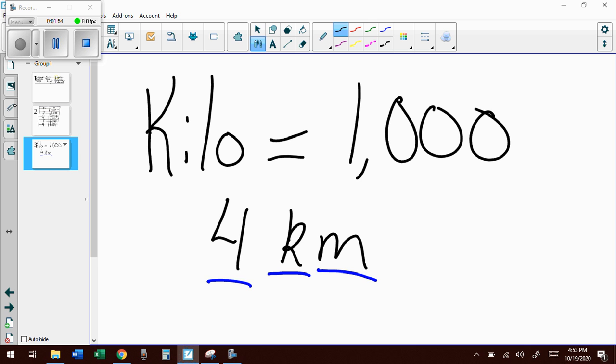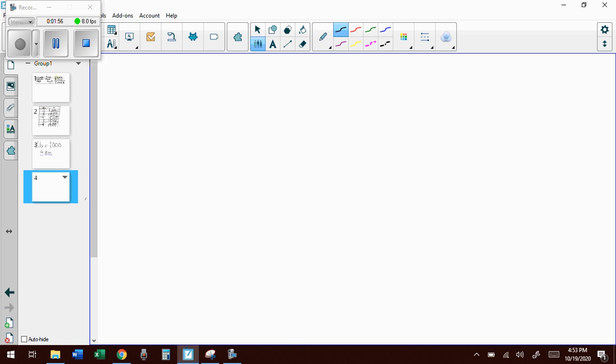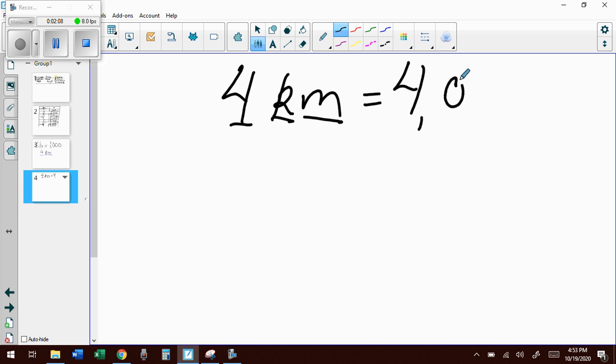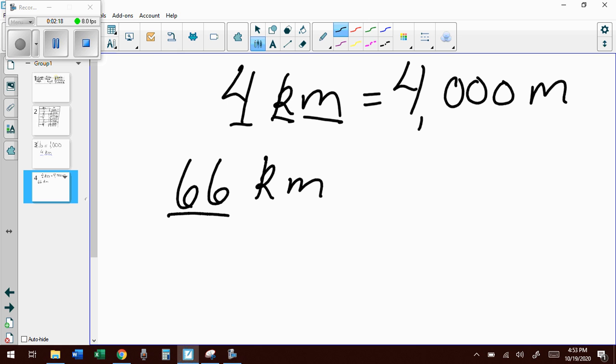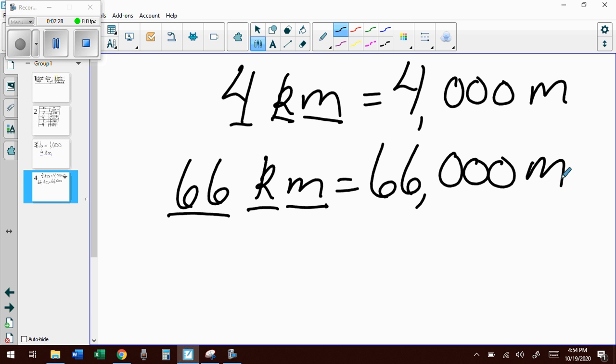But we went above and beyond, even past that. We said, well, if 4 kilometers equals 4,000 meters, then like, I don't know, 66 kilometers would be 66,000 meters.